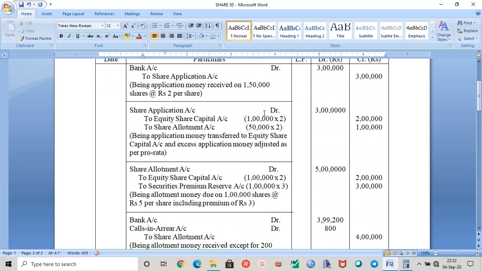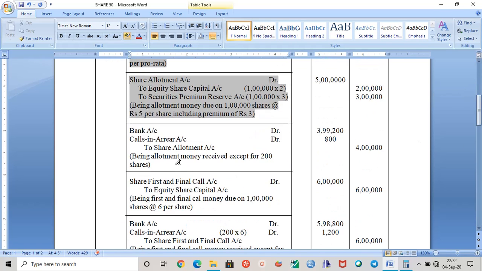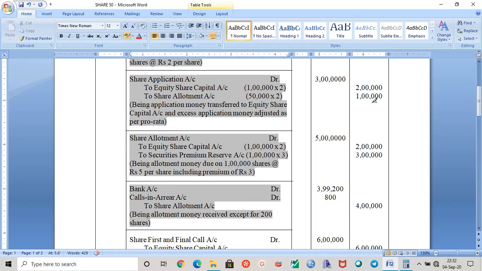So till now we have passed these entries, this entry and this particular entry. This is also the entry which we are in. We are just worried about the amount of calls in arrear. So we can see here that this 1 lakh was already adjusted with this allotment money.